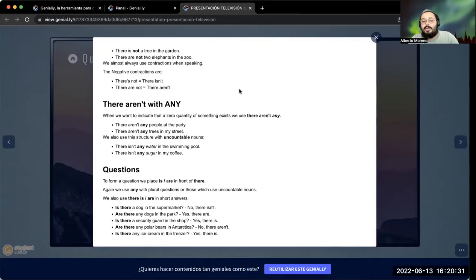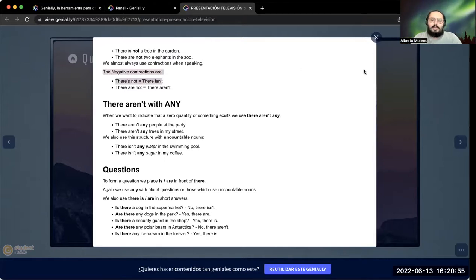And when we want to indicate that a zero quantity of something exists, we use there aren't any. There aren't any people at the party. There aren't any trees in my street, and so on. There isn't any water with uncountable nouns. There isn't any sugar in my coffee with uncountable nouns.